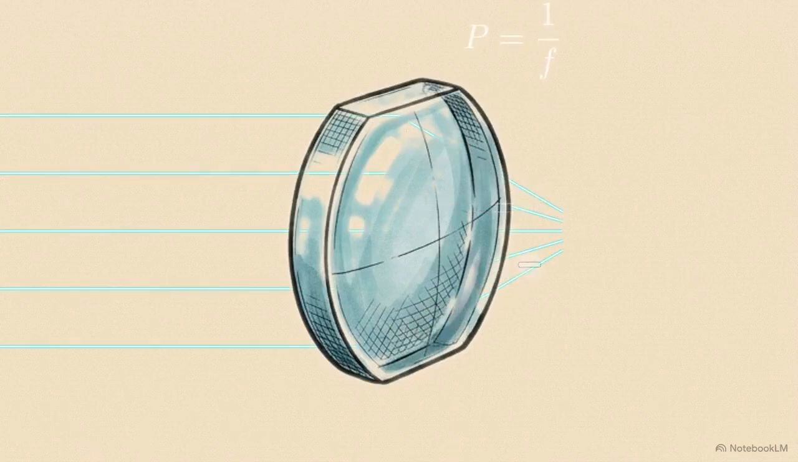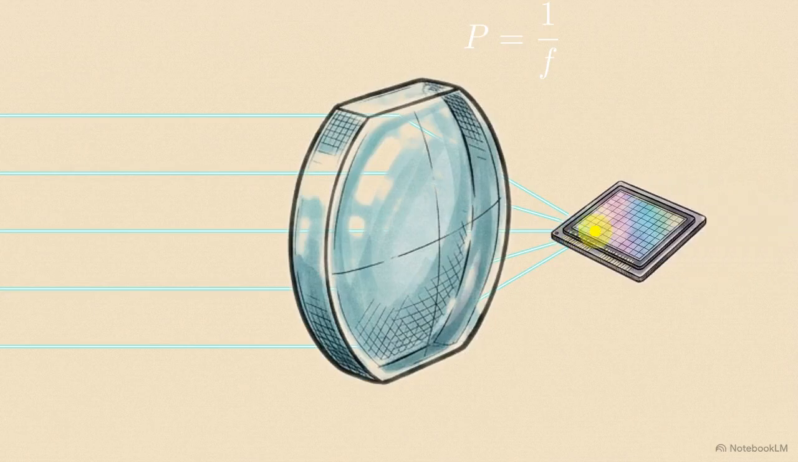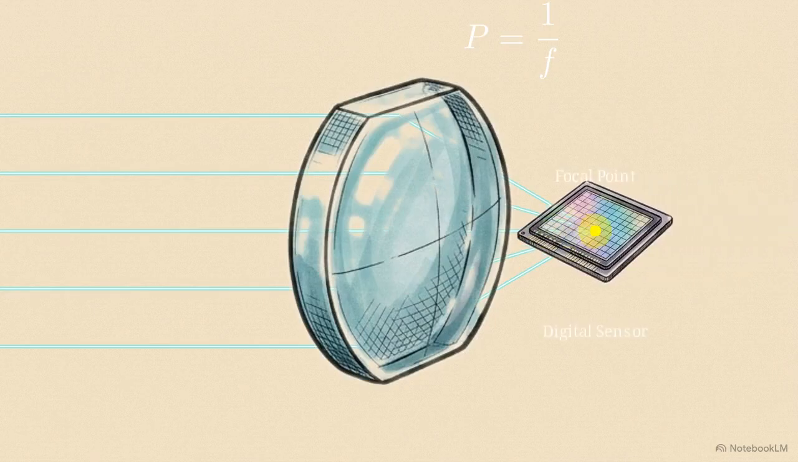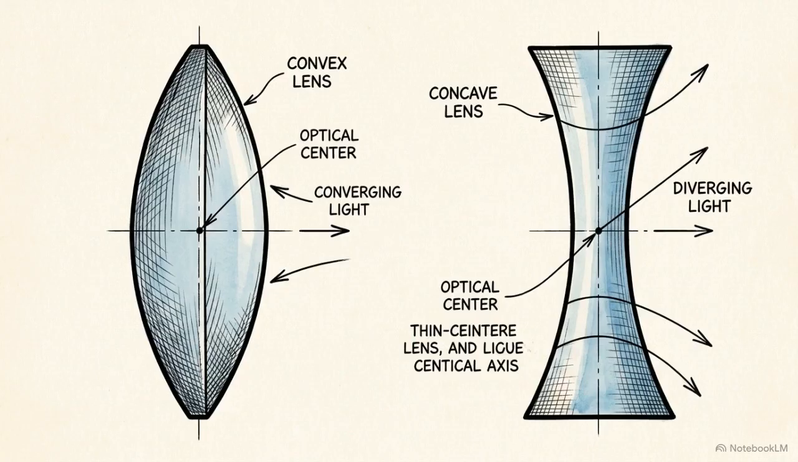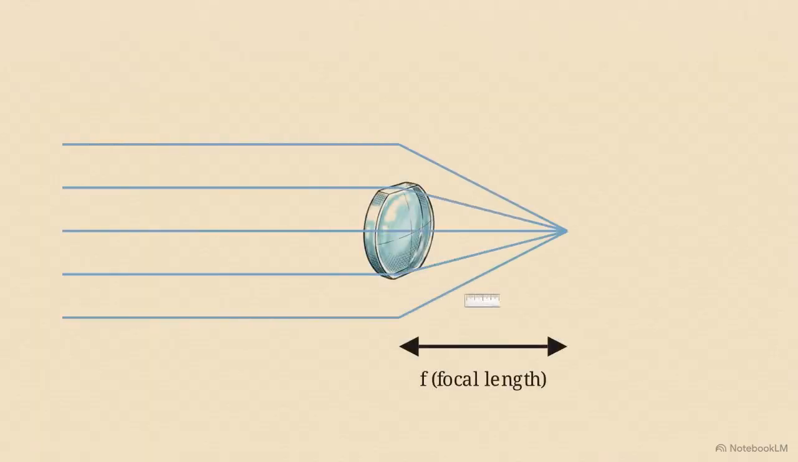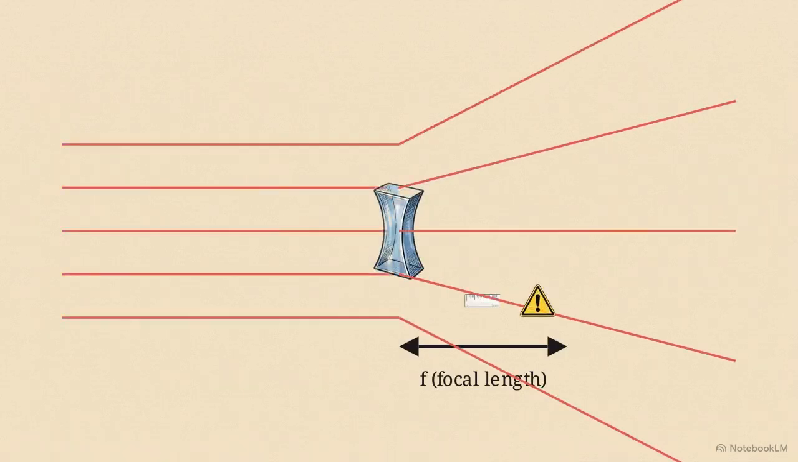Mastering these equations gives you direct control over where a focal point falls, preventing it from landing blindly in front of or behind your sensor. To start our design, we must distinguish between the two primary lens shapes, convex and concave. Convex lenses force light rays to converge. Concave lenses cause light to diverge.